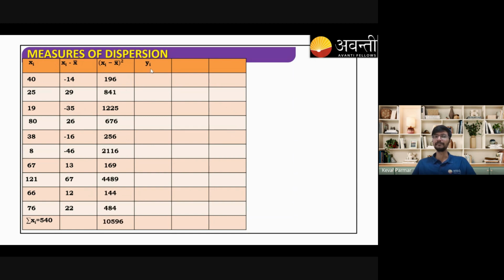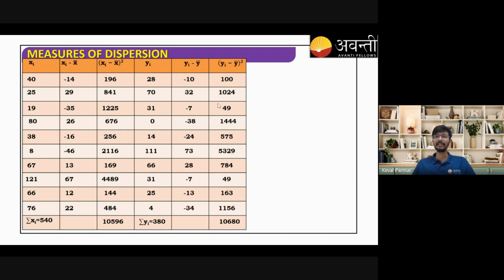After that, we find the second one, yi, of the second batsman, yi minus y bar and the square of y minus y bar. Now, obviously, guys, for such questions we prefer doing the step deviation method, right? And don't worry, such questions don't come in your entrance exam, but yes, they can come in your final exam. Correct. Now we are ready with everything to calculate variance as well.